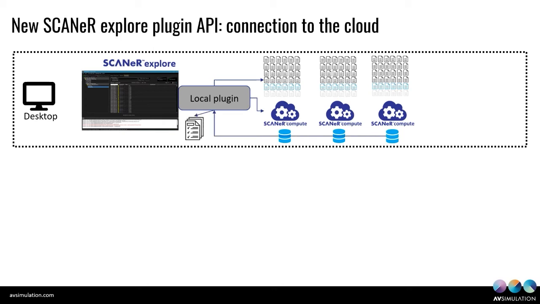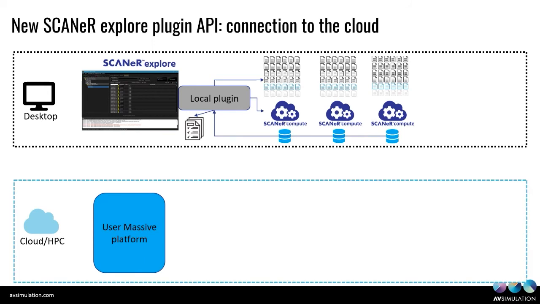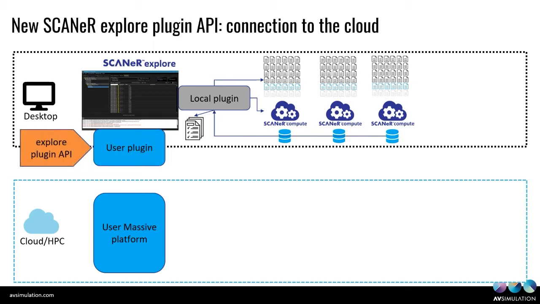So it's exactly the same behavior, but you have to know that all this is managed by a local plugin. But what can you do if you want to do it also in the cloud? You have your cloud platform and you want to do exactly the same thing because you have more scenarios to compute. You want to do the same thing, but compute it in your cloud platform. So what do you do for that?